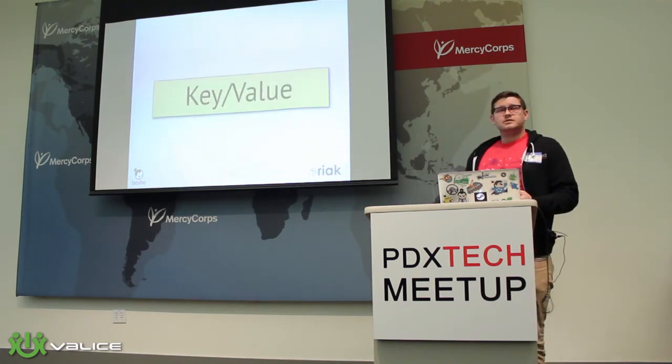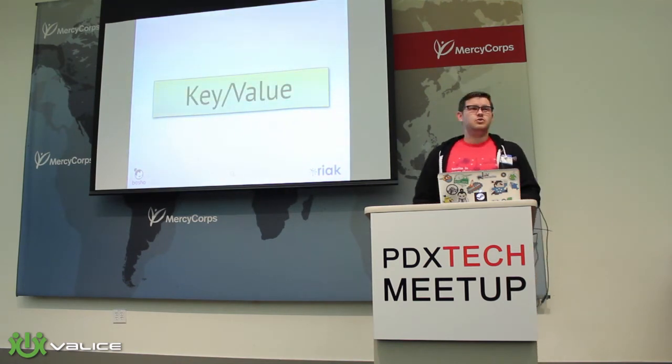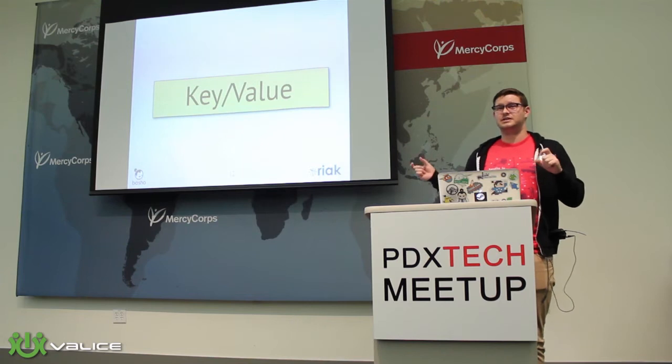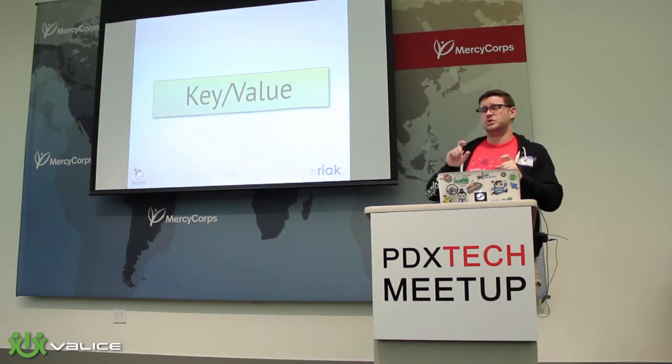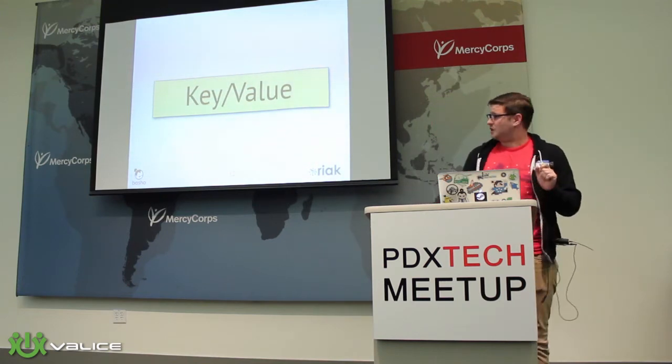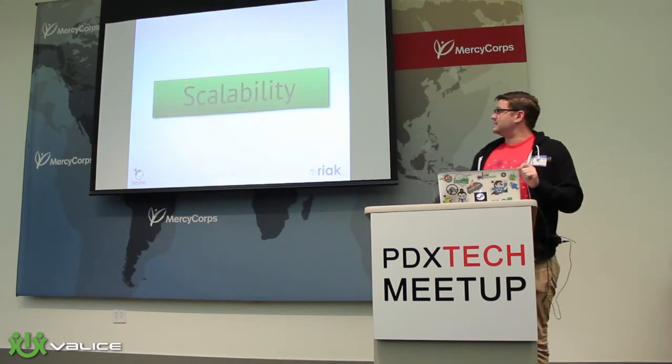So the Riak basics, we're a key value store. That means no columns, no tables, no nothing. You have keys, you have values. It's very, very easy. You can't get a simpler data model. It's just gets, puts, and deletes. And it's really only gets and puts, because deletes are just puts with a tombstone. So it's really just gets and puts. Sorry about that. And what we do best is scalability.